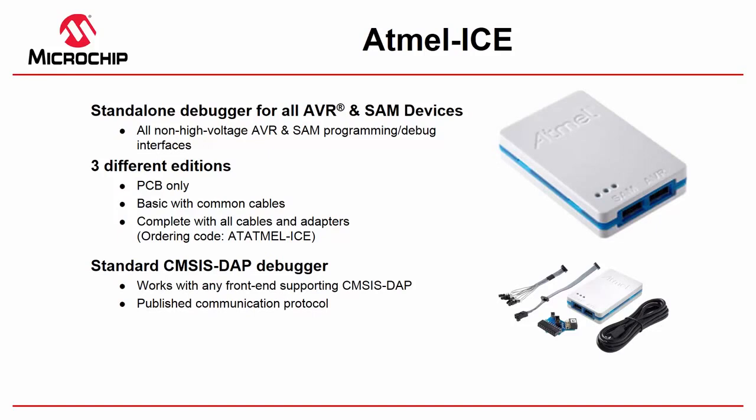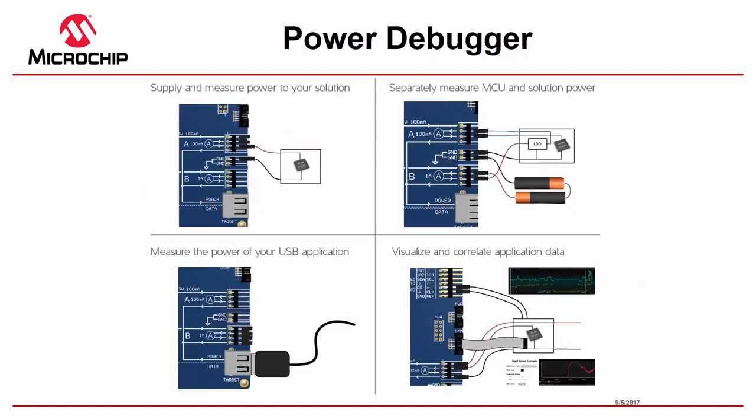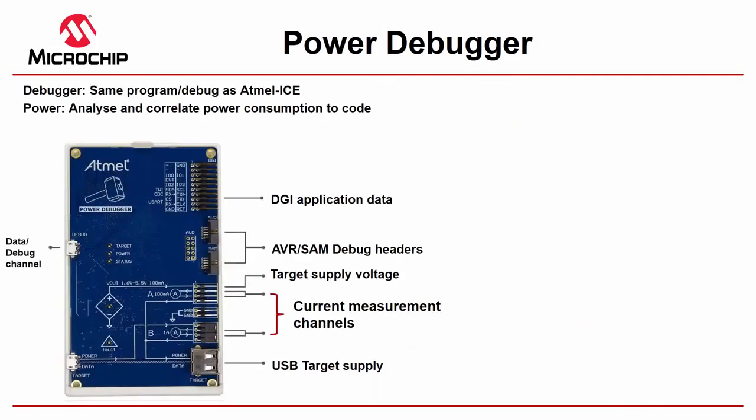There are 3 different editions: PCB only, basic with common cables, and a complete with all cables and adapters. The standard CMSIS-DAP debugger works with any front end supporting CMSIS-DAP, and there's a published communication protocol. The Power Debugger has a number of major use cases: to supply and measure power of the application, separately measure MCU and solution power, measure the power of a USB application, as well as visualize and correlate application data. I'm going to take you through some of these.